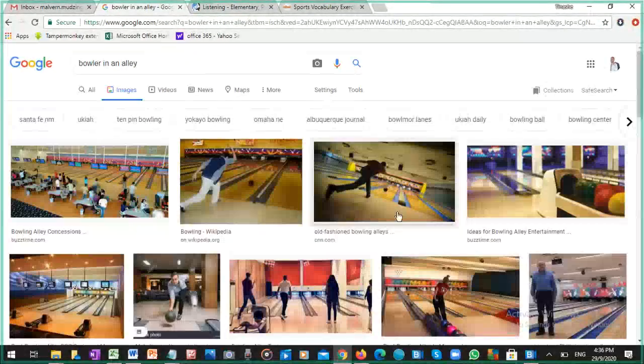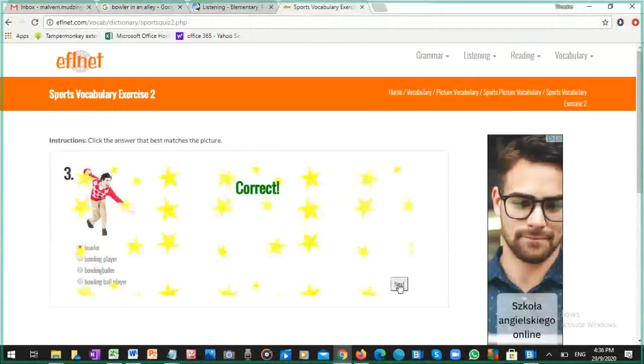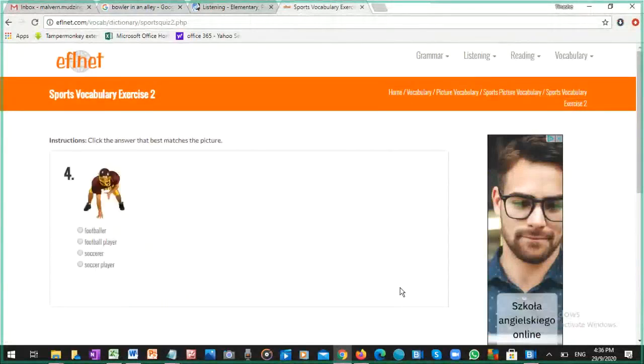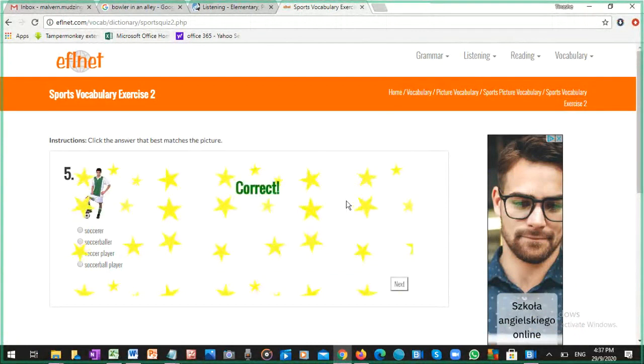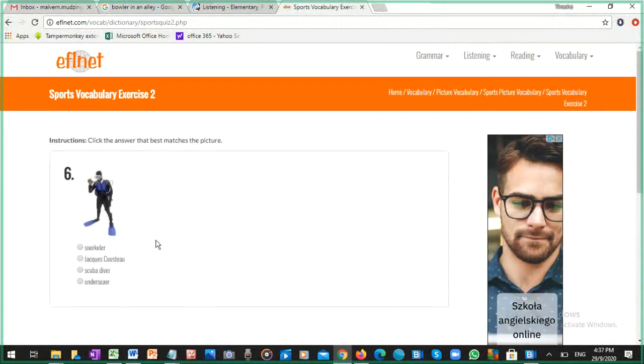So this is a bowler. All right. And this one is a football player. Well done. And this one is a soccer ball player. Right, so it's a soccer player only. Soccer player. Well done. And this one is a slow killer.